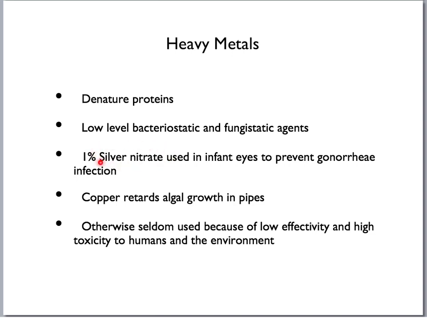Silver nitrate is used as an antibiotic in infants. It's used, actually, in infants' eyes to prevent gonorrhea infection. And gonorrhea isn't usually an eye infection. It's usually a genital infection, but if a woman has gonorrhea and she gives birth, as the infant emerges from the birth canal, it gets coated in gonorrhea. And if the gonorrhea gets into its eyes, then that can be a major cause of problems, leading to blindness, possible death, that sort of thing.